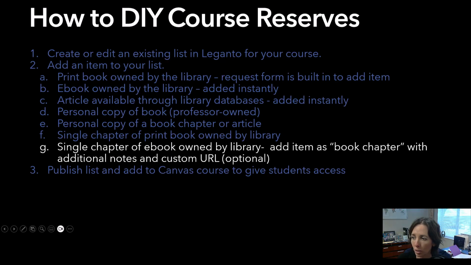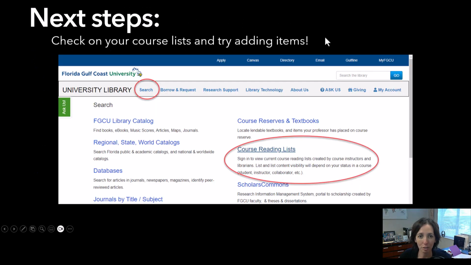So let's just make sure that from here, you know where you're going to possibly work on your own course list. So as I showed you before, if you go to the main library website, go to the search menu, you can find a link to the reading list here. Sign in, work with your existing list, or start making new ones. You can also do the same thing through Canvas if you'd like.